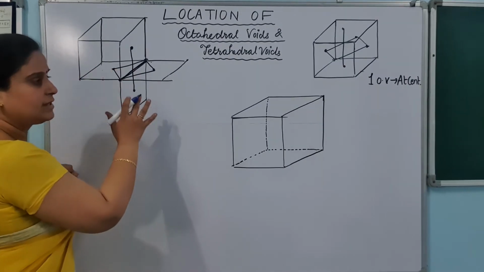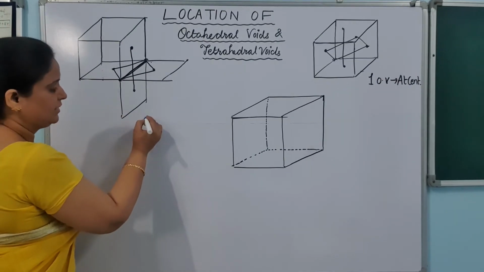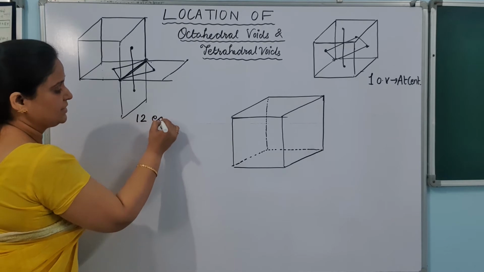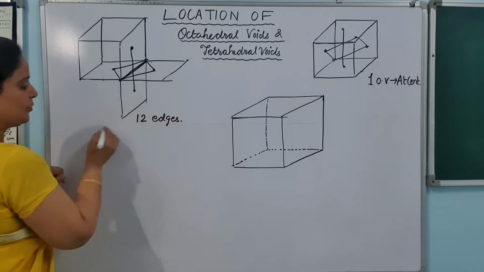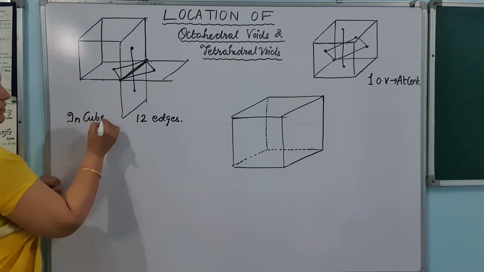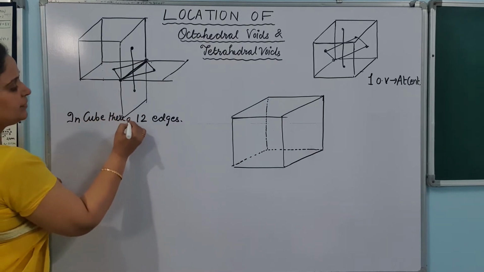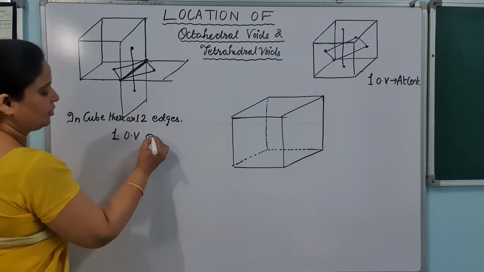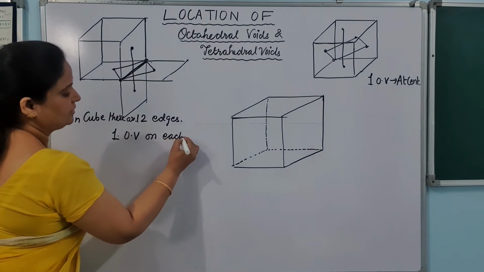So total, just let me count how many edges are there in the unit cell. In the cube there are 12 edges. How many edges are there in a cube? There are 12 edges. One octahedral void on each edge.